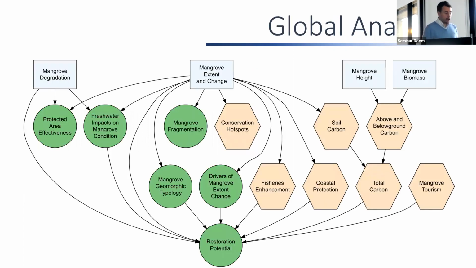So I'm just going to wrap up with a couple more slides. As I've shown, there's a lot of global data out there that we can start to look at in terms of mangroves, mangrove extent, condition, and structure. Some more analysis we can do from there based on, you know, fragmentation, geomorphic type, or restoration, but also starting to look at the value of the mangroves themselves.